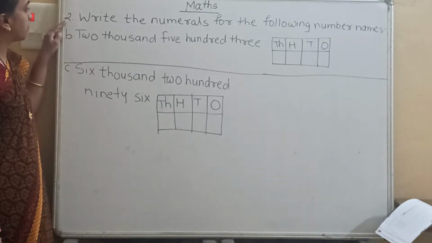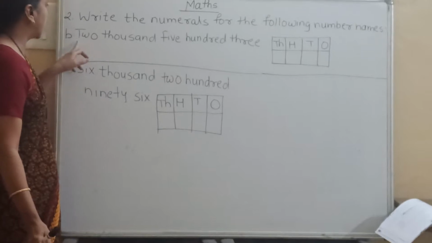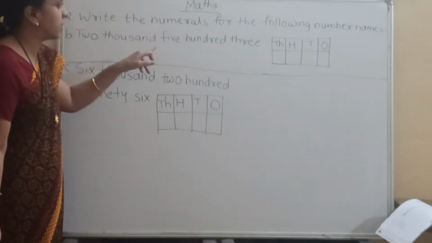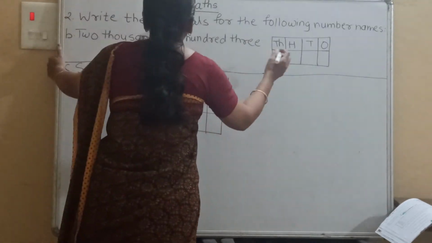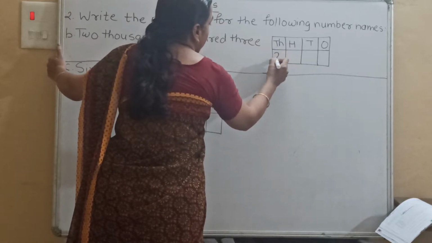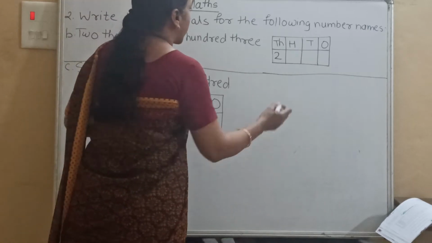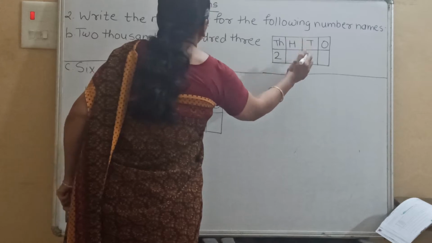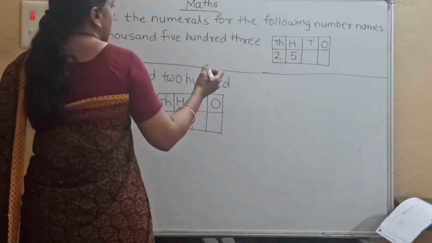Now see question number 2. Write the numerals for the following number names. A is over. Now see B question. 2503. Start with 2000. In that thousands box, what will we write? 2. So write down here 2. Then what is given? 500. So we have to write 5 in the hundreds box.